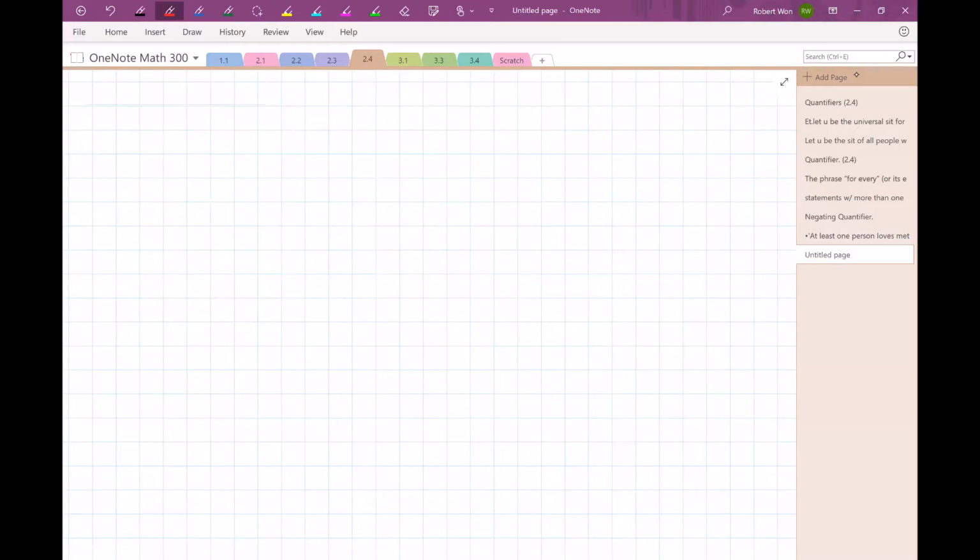Okay, so the last thing I want to talk about is how to negate a quantifier or a statement that has multiple quantifiers in it. Right, so let's talk about the following statement. Let's negate: for all real numbers x, there exists a real number y such that x is greater than y.